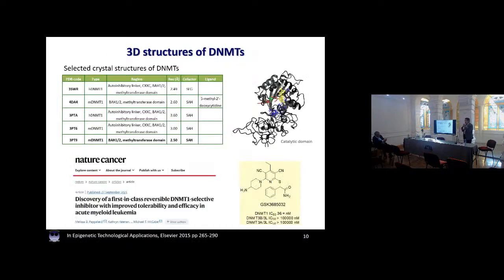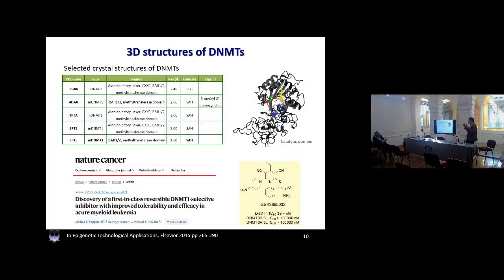Currently, we can find in the Protein Data Bank several structures of DNMTs, some of them of human DNMTs, others from bacteria and other species. In the table, I'm just showing a few examples.